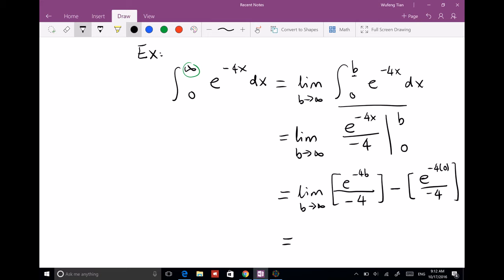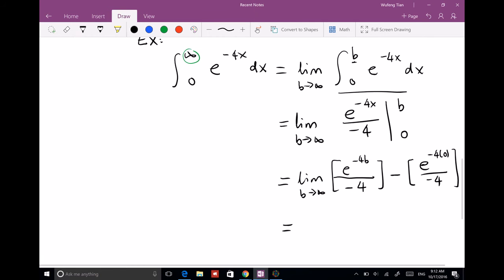So my next question is, when b goes to infinity, what is e to negative 4b? Can anyone tell me? So b goes to infinity, what's the e to negative 4b? What's this value? 0. Why is it 0? Because then you're putting e to the infinity, and it's 1 over e to the infinity. That's perfect, yes.